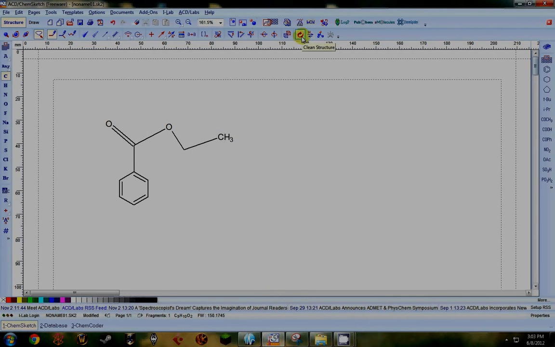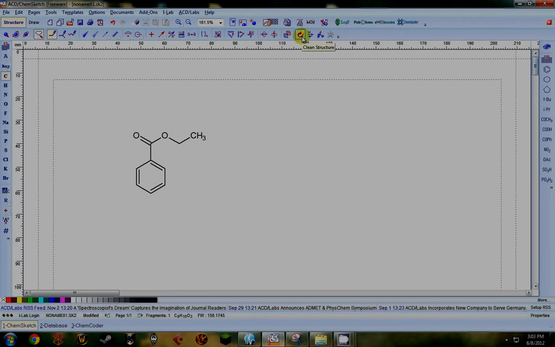And now we can click this button up here, these red and white arrows that say clean structure. That's what's going to make it look all pretty.